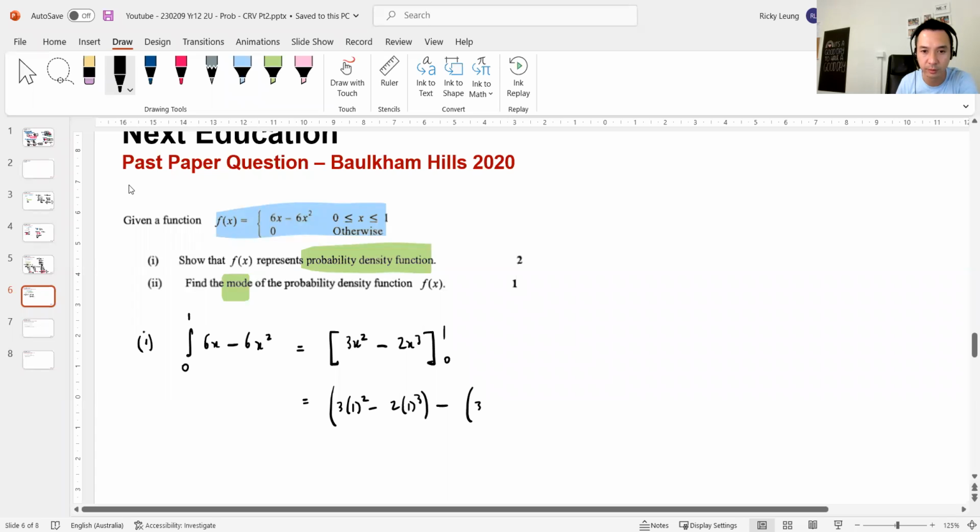I mean, I know it's going to equal 1, right? Because it says show. That's a cube. That's 3 minus 2 minus 0, so that's 1. Therefore, f(x) is a PDF. Yeah, easy. As easy as that. All right. Now, part 2.